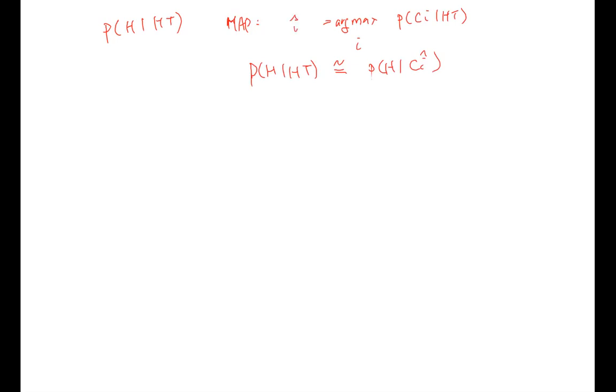Here, actually, both ML and MAP are essentially doing the same thing. When you compute MAP and ML, the difference is how you compute this, or whether you incorporate the prior probability in computing this conditional probability here.